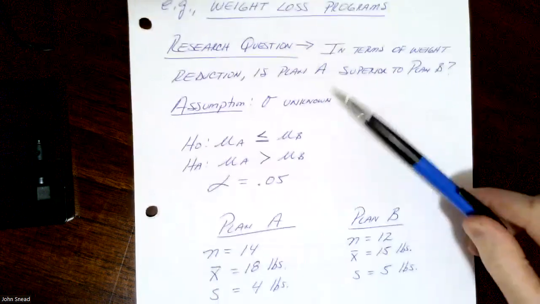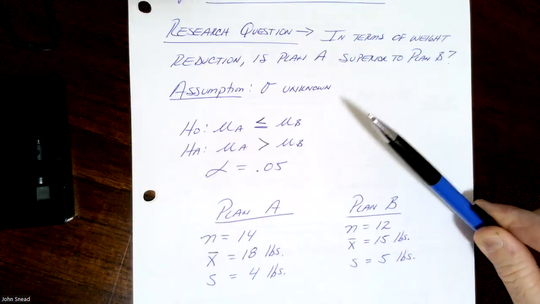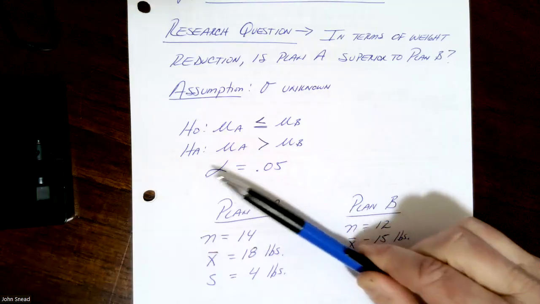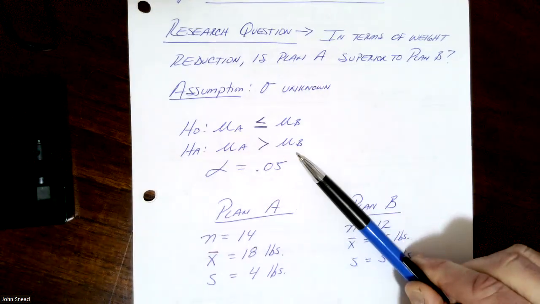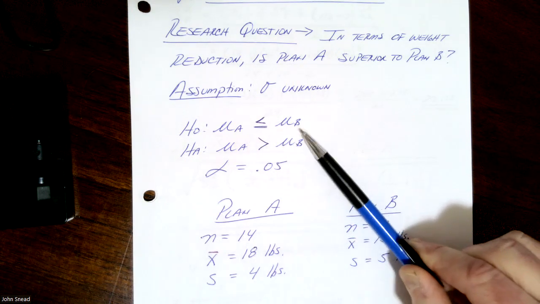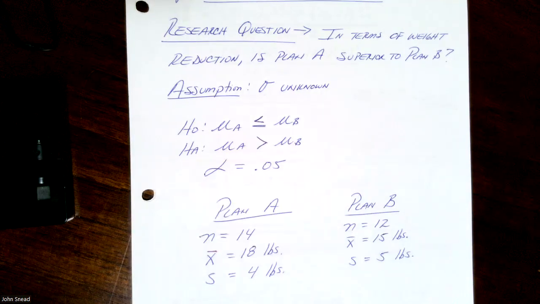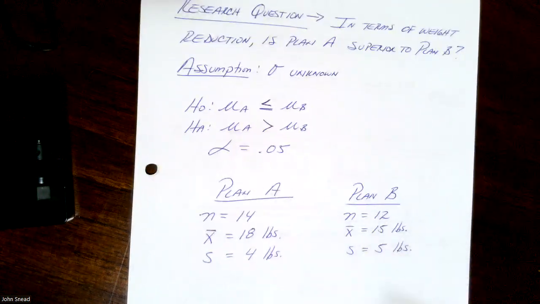If plan A is superior to plan B, that means you're going to lose more weight with plan A. So our alternative hypothesis would be that the mean of A is greater than the mean of B. The null would be that the mean of A is less than or equal to the mean of B, and we're going to assume a level of significance of 0.05. We have the data for the two plans, with relatively small sample sizes here. We've got 14 participants in a study involving Plan A.